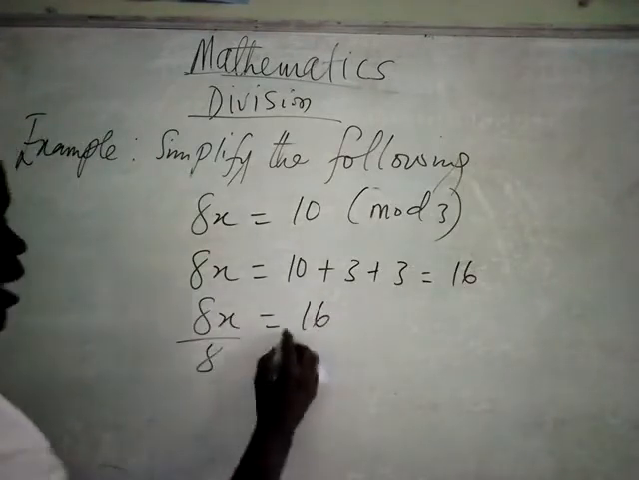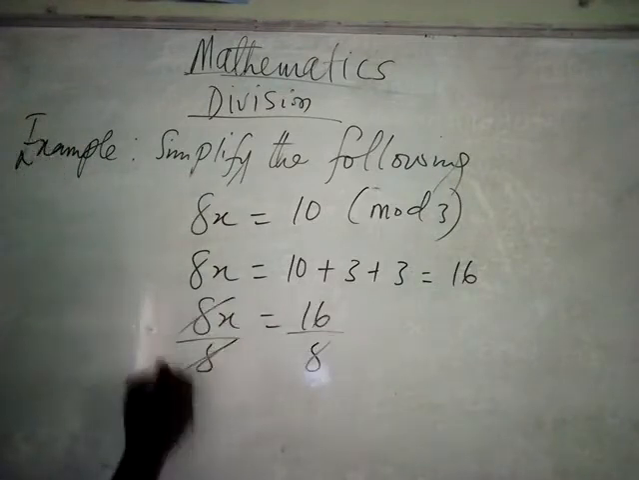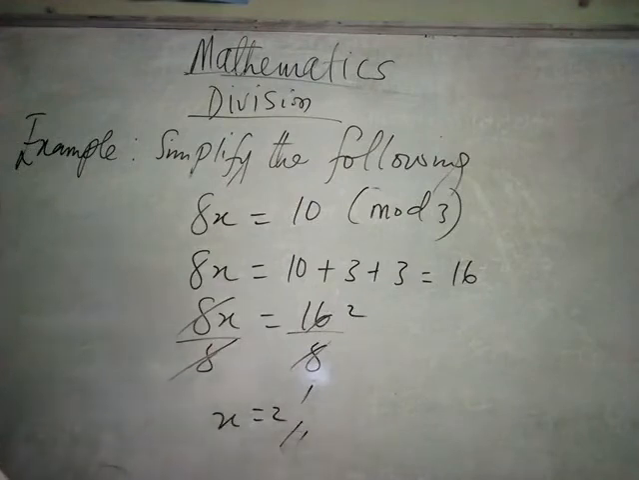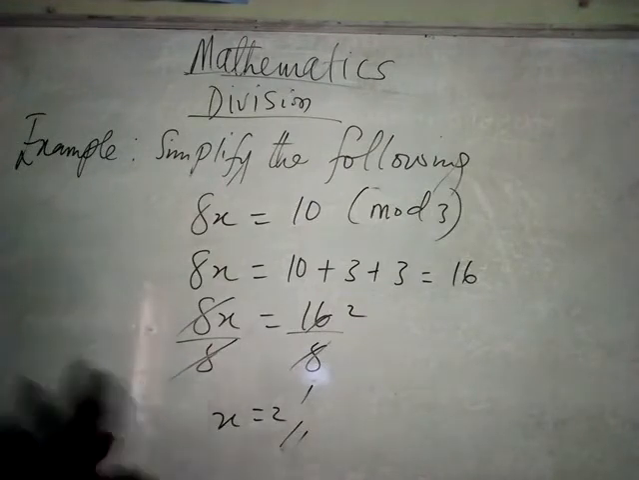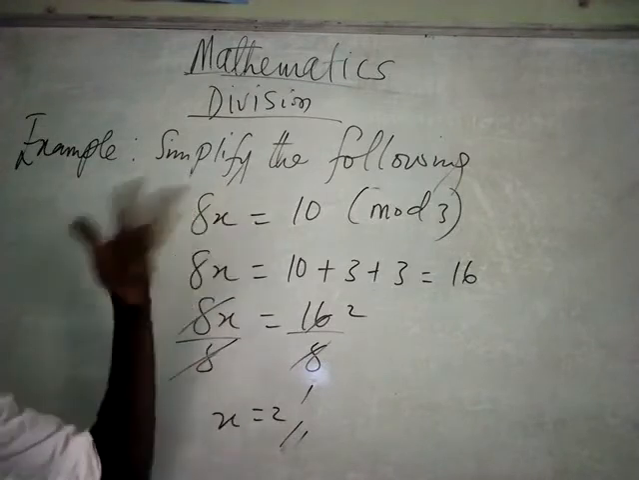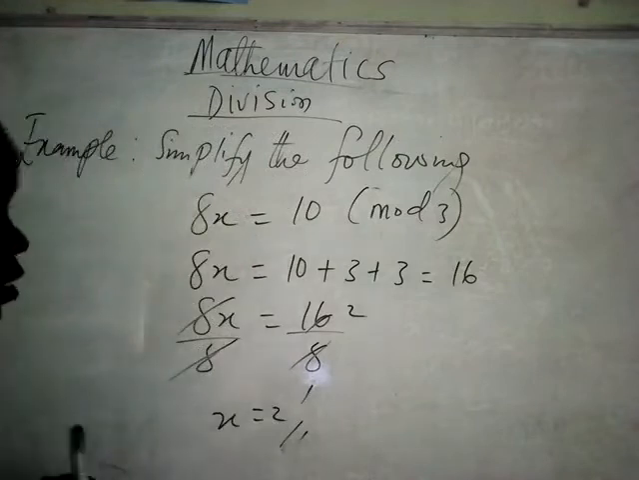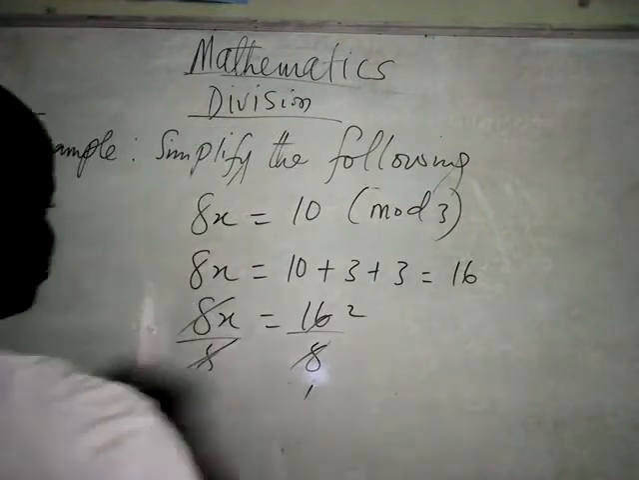Divide both sides by 8, 8 cancels 8, 8 here is 1, 8 here is 2. x is equivalent to 2. Very simple. You see that? If it's not divisible, you add a number. Are you getting it? Such that when you get to the point, it's going to divide. So that is how it is done.